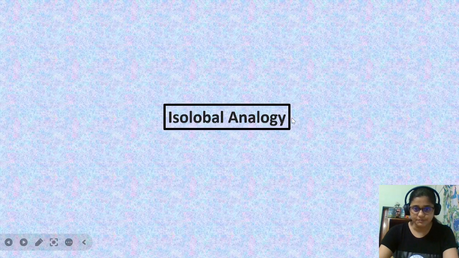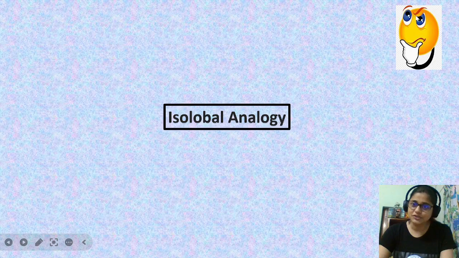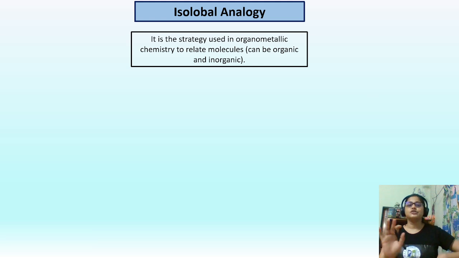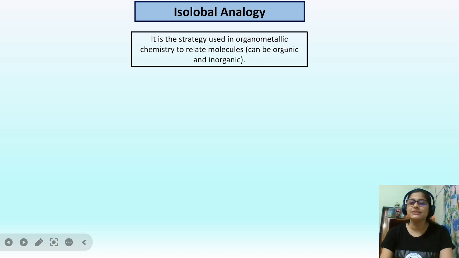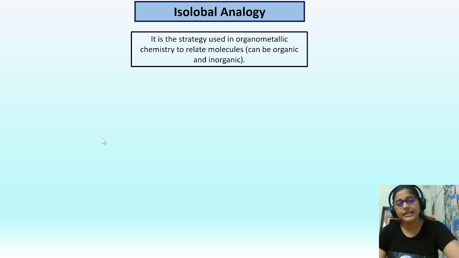The isolobal analogy. What is the isolobal analogy? This is actually a strategy used in organometallic chemistry to relate molecules, which can be organic and inorganic. Various kinds of isolobal analogy can be found, and we will be talking about that. Mainly, it is used to relate organometallic molecules, but not only those; it can also be used to relate organic and inorganic molecules.